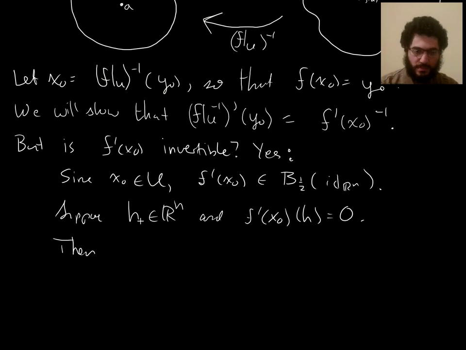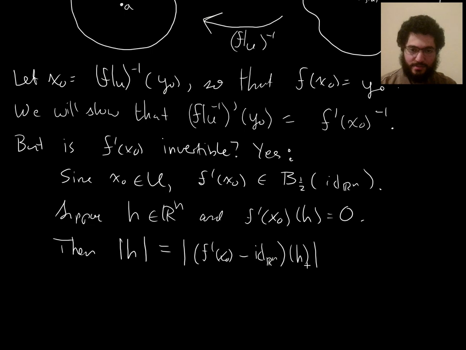Okay, then in this situation, let's look at the norm of H. One way to write down the norm of H is like this: f prime x naught minus the identity map on Rn, of h. I introduced a minus sign here for some reason, but it doesn't matter because there are norm bars. This is a way of writing the norm of h, because when this linear map hits h, it'll kill it, and then identity on h is h. So this is bounded above by the norm of this linear map.